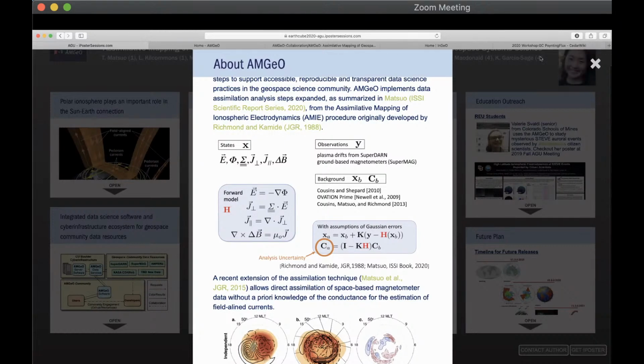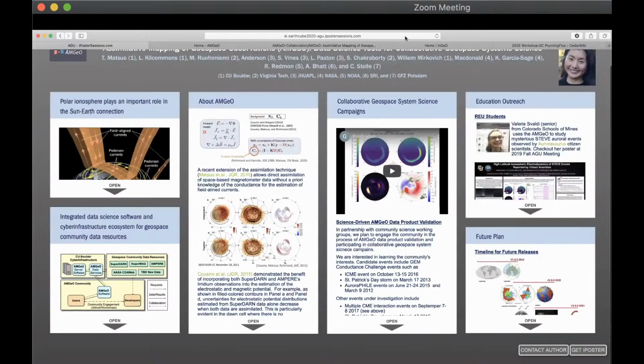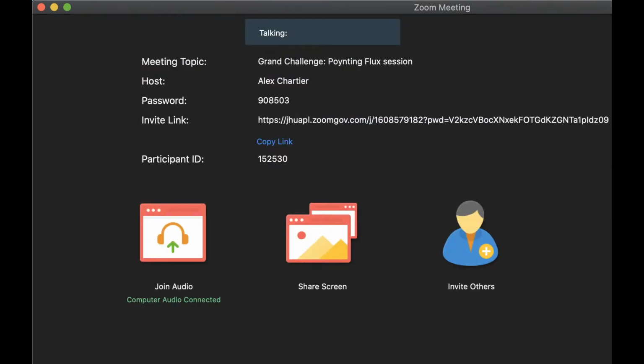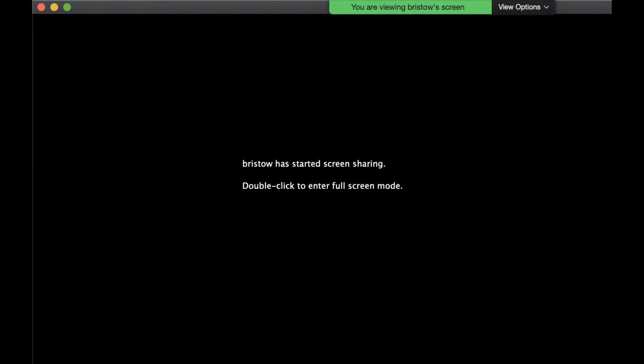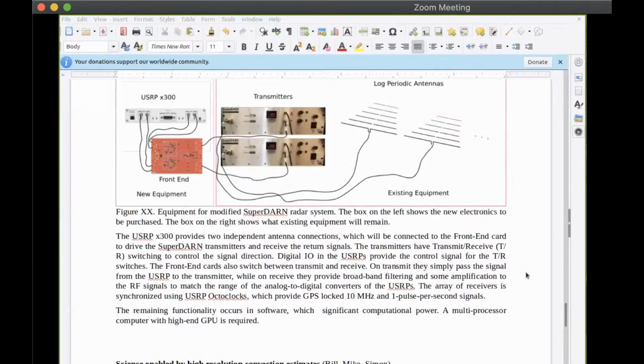I think we have to move on to the next talk now from Bill Bristow. And Bill has given me his slides, but hopefully he can share them first. I'm trying to, hang on. I just lost my view, so hang on here.